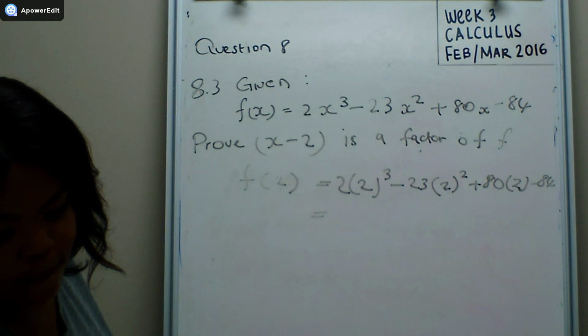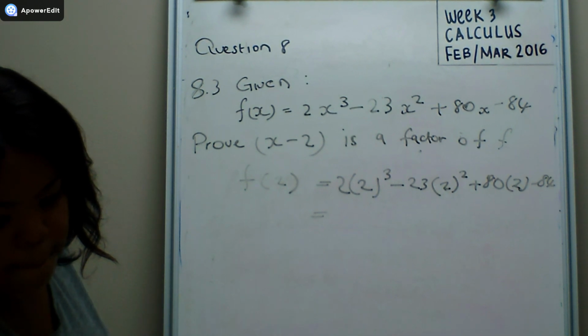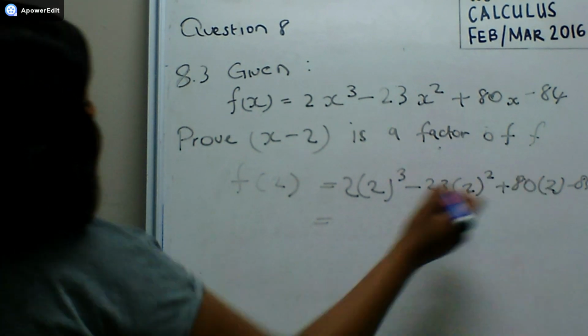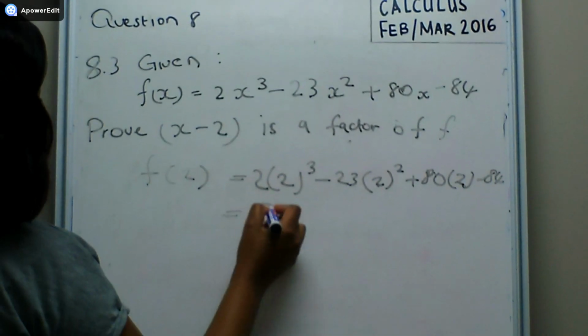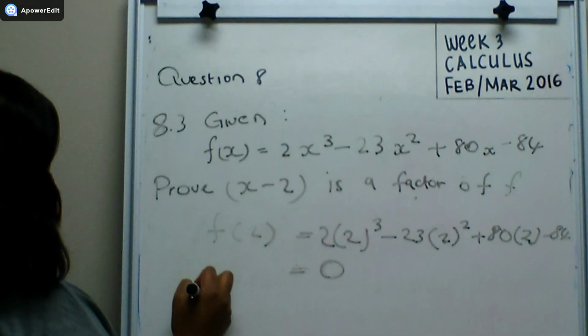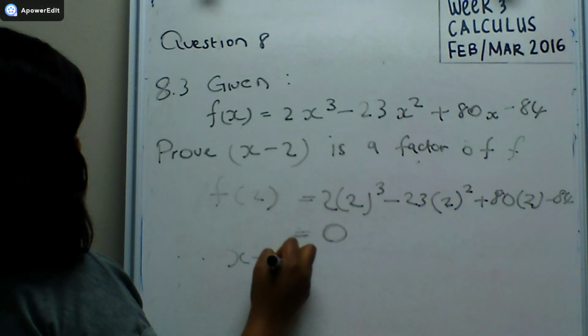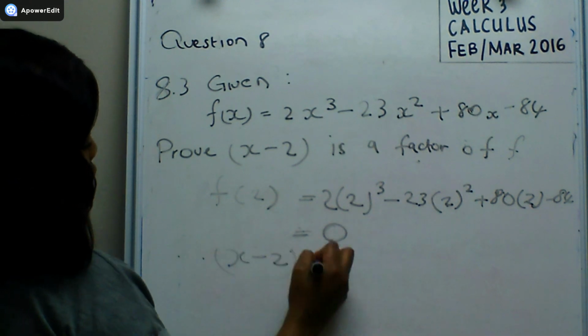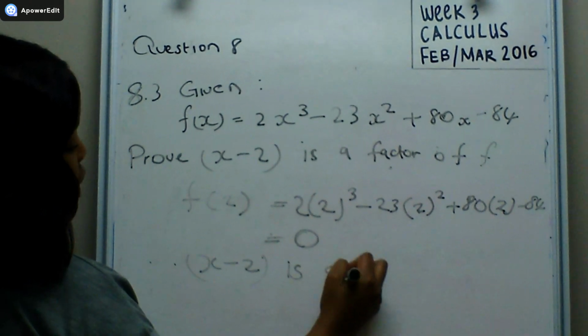So yeah, and then I got my answer to be 0. So what that means is x minus 2 is actually a factor. When I substitute 2 and I get 0, then it means that it's a factor.